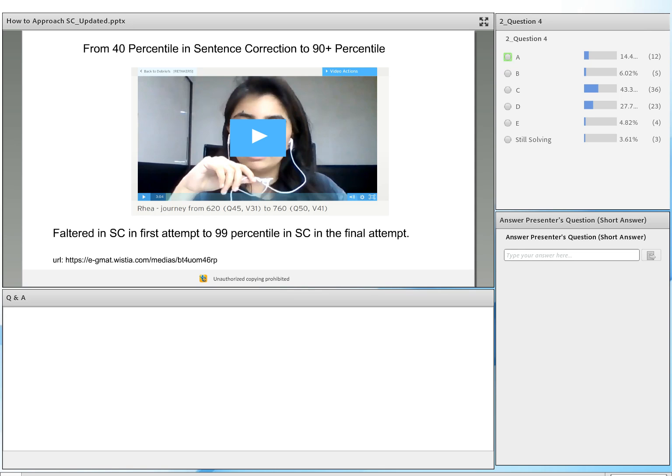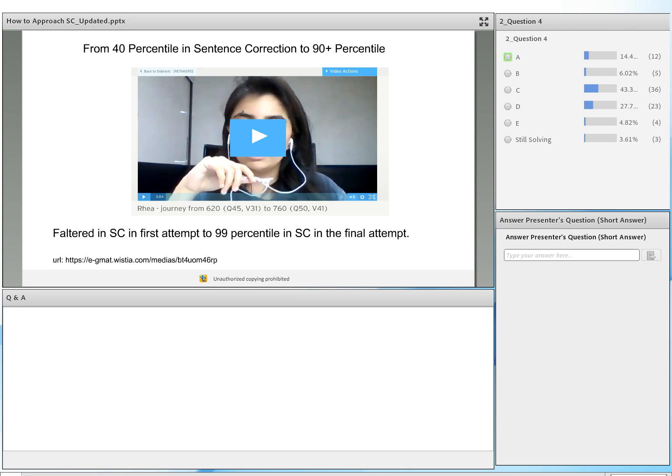Ria thought that her SC was very good, but she faltered in SC big time in her first attempt, and then she purchased the verbal online course, and she did SC diligently. She looked at her data in the dashboard and in Scholarium, and she focused selectively on certain areas and was finally able to score 99 percentile in sentence correction. Now, this is one of the many examples of students who go from nowhere to acing GMAT SC as well as other sections in GMAT Verbal.